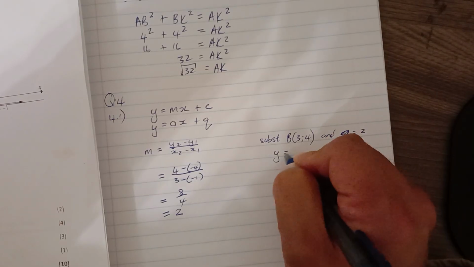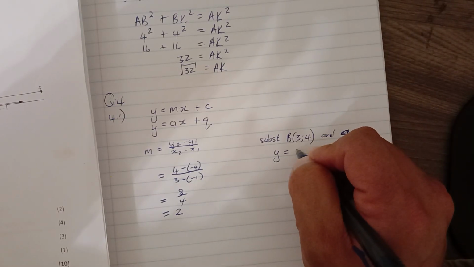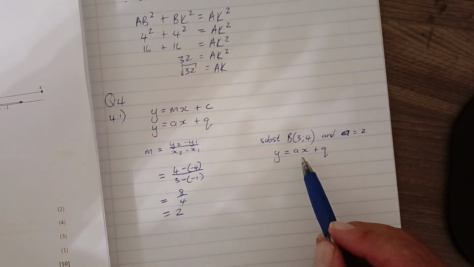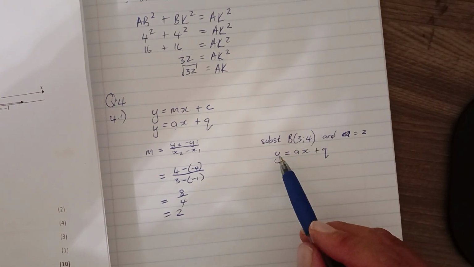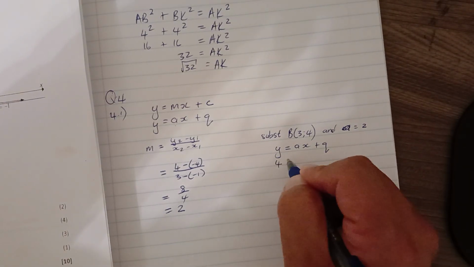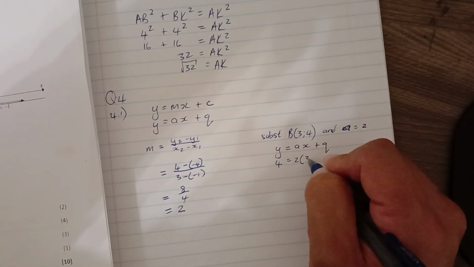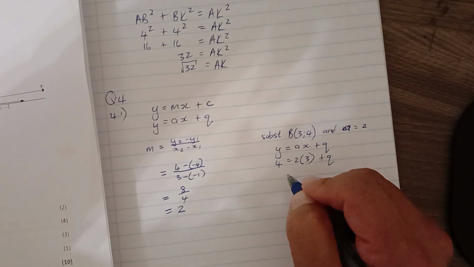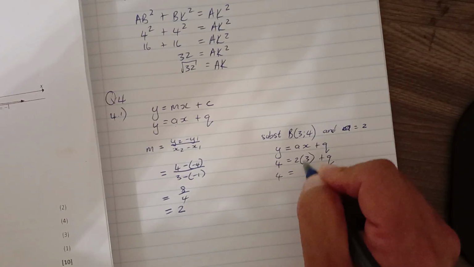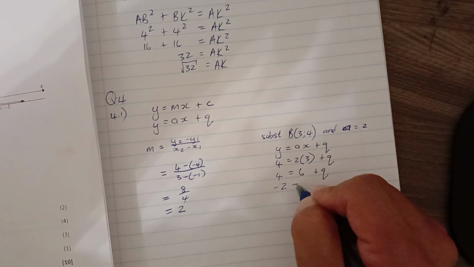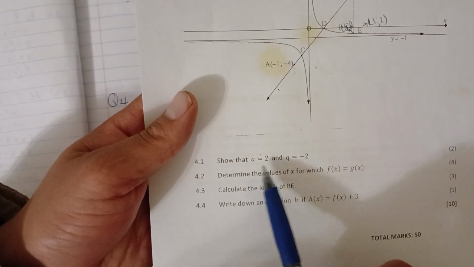So this is our starting point: y is equal to ax plus q. Now we're going to substitute this y value in the place of y, so that's going to be 4. We know a is equal to 2, x is 3, and q is our only unknown, so we can solve for q. So 4 equals 6 plus q. Take over the 6, that's 4 minus 6, so that's negative 2. And there we've shown that a is equal to 2 and q is equal to negative 2.